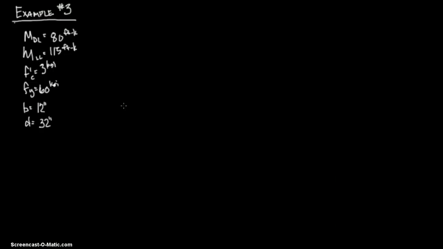Welcome to Lesson 5, example number 3, which is asking us to select the reinforcing steel given the data. The first thing we want to do is figure out what our load is. They give us the service, unfactored dead load moment and live load moment, so we want to figure out the ultimate moment. Mu equals, and our factors are 1.4 dead load, 1.7 live load.